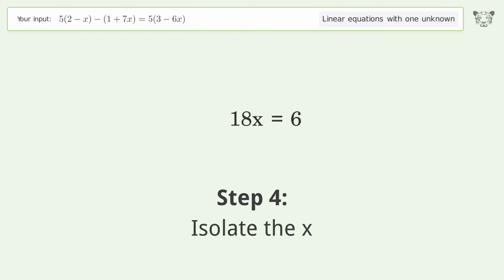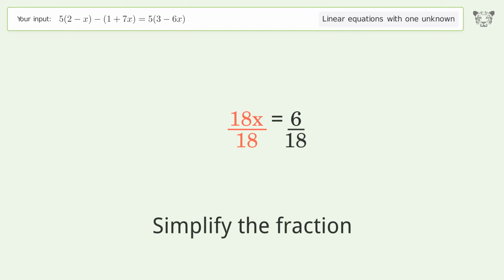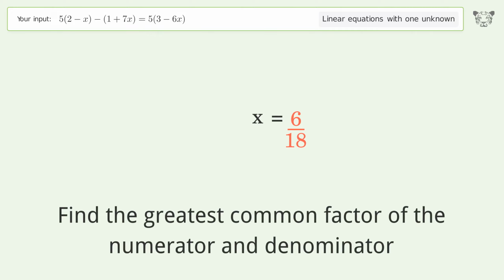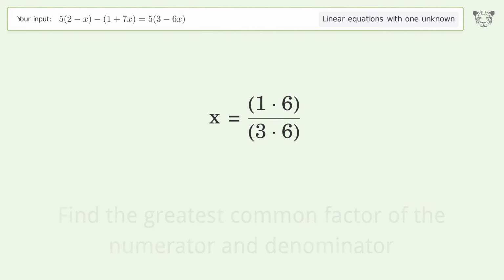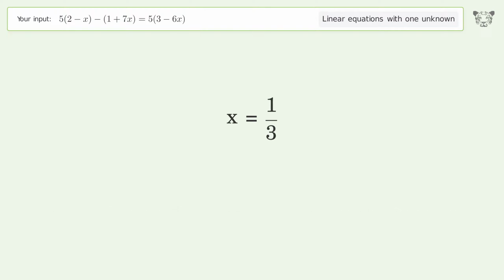Isolate the x. Divide both sides by 18. Simplify the fraction. Find the greatest common factor of the numerator and denominator. Factor out and cancel the greatest common factor. And so the final result is x equals 1/3.